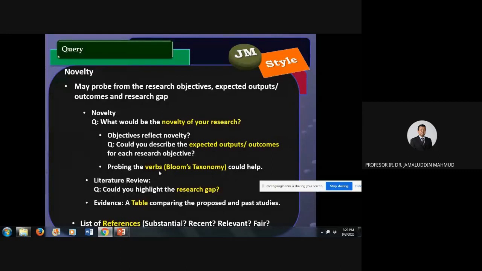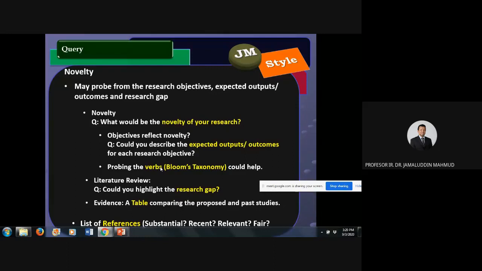If you remember Bloom's taxonomy, there are six levels of domains. The higher levels are about synthesis. Synthesis means producing something new. You are constructing something from what is not there, making new things. So that shows the candidate is producing something. From this research objective also, you can see.